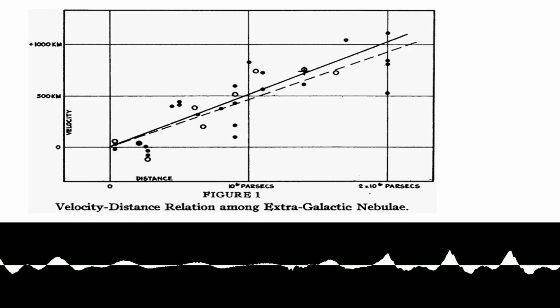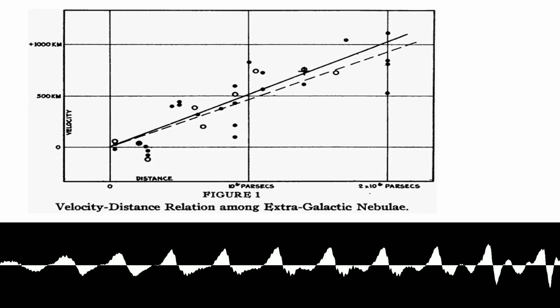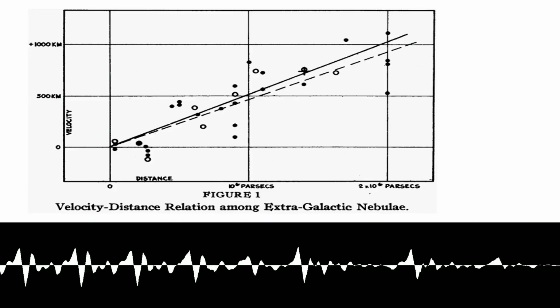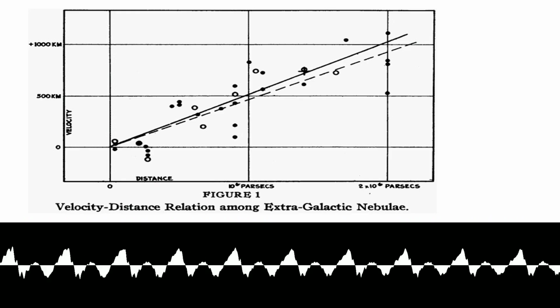Knowing both their absolute and apparent magnitudes, he could estimate the distance to these galaxies. Hubble's paper presented a plot of radial velocity versus distance for the nebulae in his sample. This plot revealed a roughly linear relationship. The farther away a nebula was, the faster it appeared to be receding.